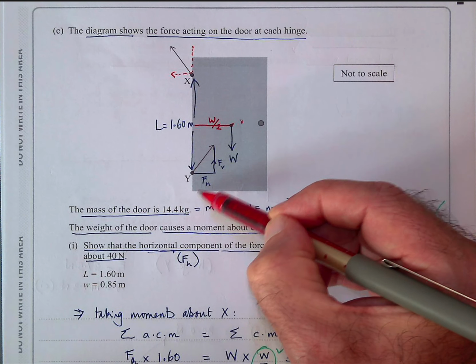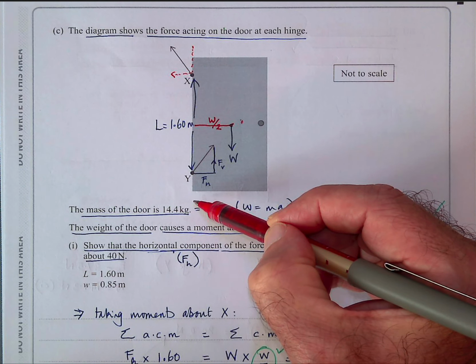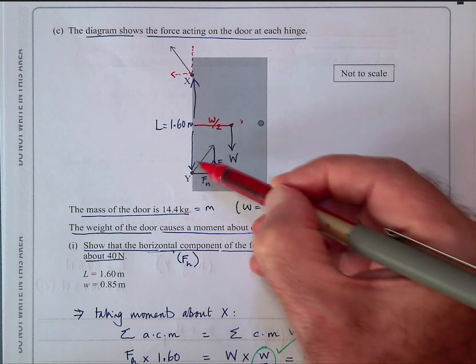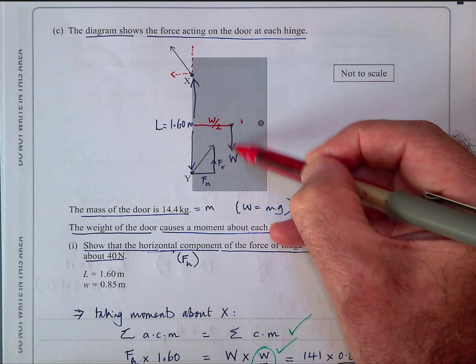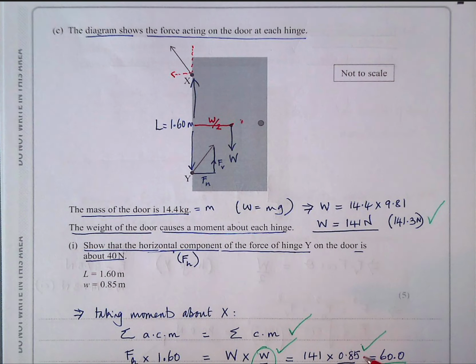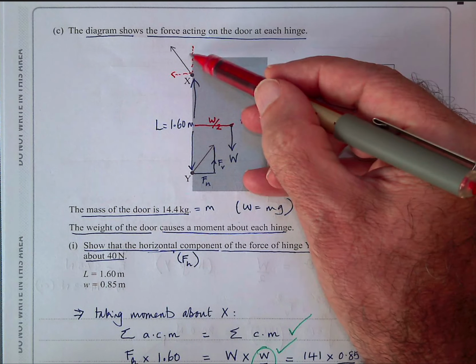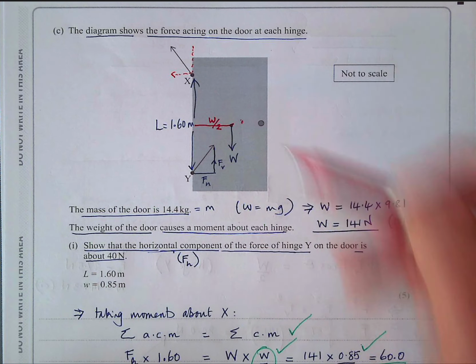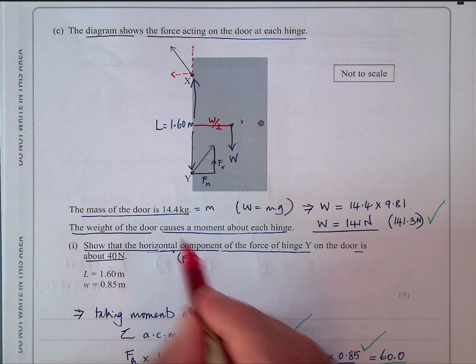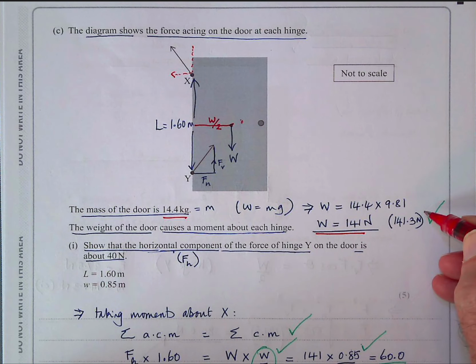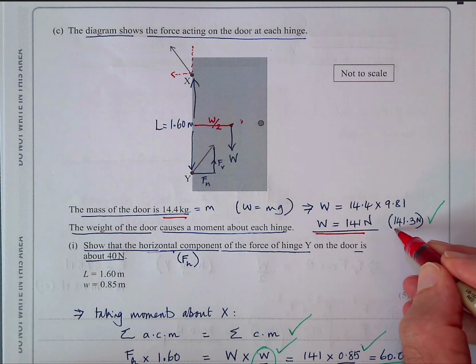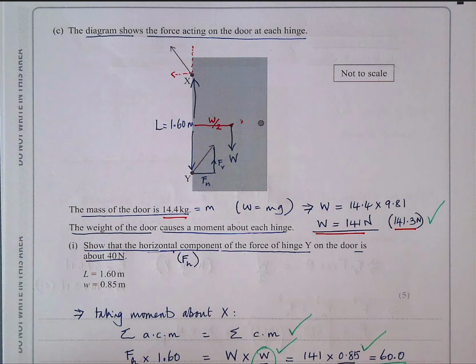upwards must be equal to the component of the force upwards here plus the component of the force upwards here must equal the weight downwards. These two vertical forces upwards are balancing the weight of the door. Well, we know the weight of the door is simple. You can just work it out. It's 141.3 newtons, so to one decimal place, approximately 141 newtons.